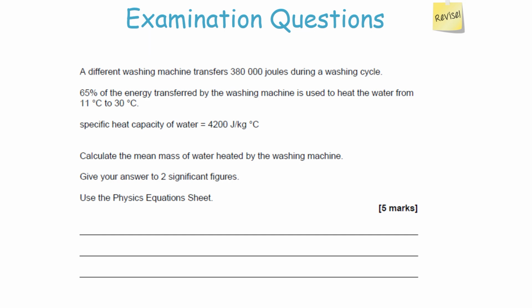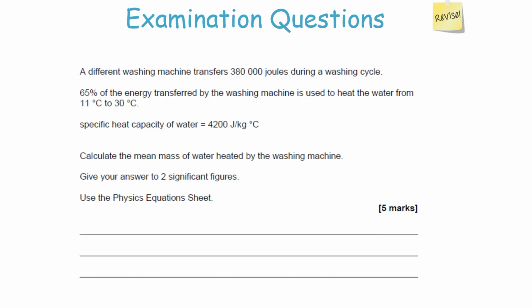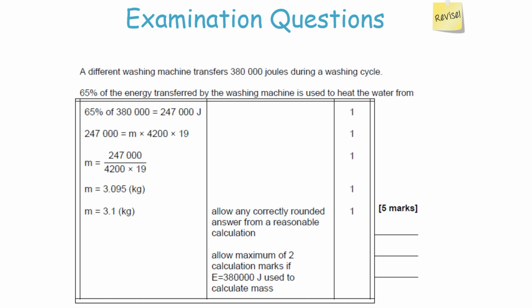Right, so how would you answer this question? Well, there's lots of things to do here. The first thing to do is we need to convert the 380,000 joules into 65%, because that's how much is actually used to heat up the water. So you do 380,000 times by 0.65, which is going to be 247,000 joules. We can then say E equals M times by C times by triangle T, the change in temperature, which is from 11 degrees Celsius to 30 degrees. So it's going to be 19 degrees Celsius.